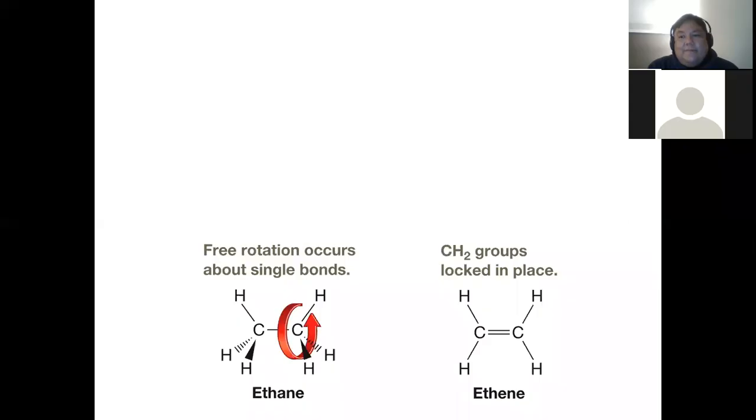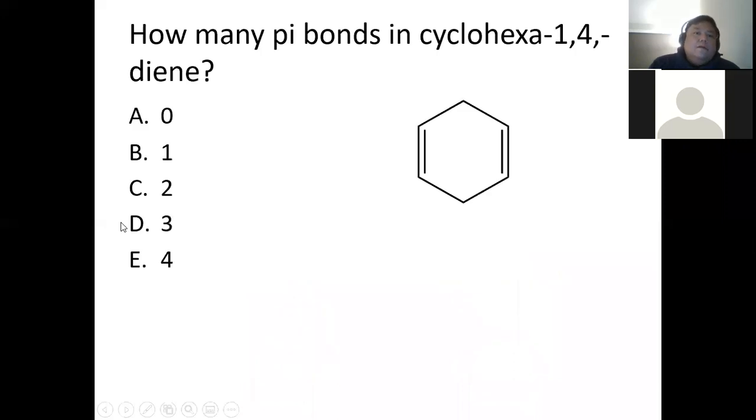Those were the days. All right, so going back to our PowerPoint, this is just something to keep in mind, that these rotate like that. All right. So now this next question is, how many pi bonds are in cyclohexyl 1,4-diene? How many pi bonds are there in this molecule?